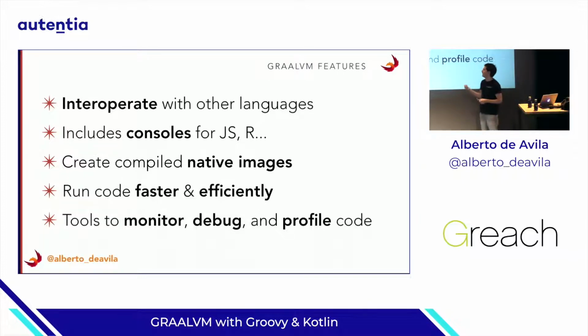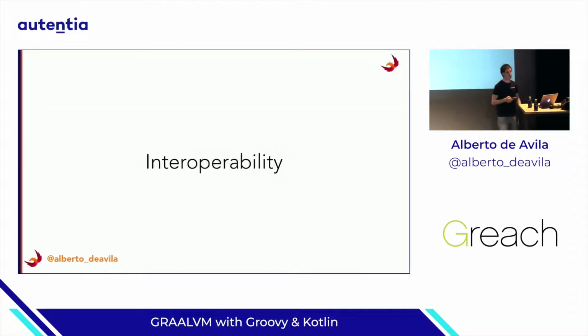You can create compiled native images. You can run code faster and more efficiently, and it includes some tools to monitor, debug, or profile your code. Let's see one by one. How can GraalVM make multiple programming languages interoperate?